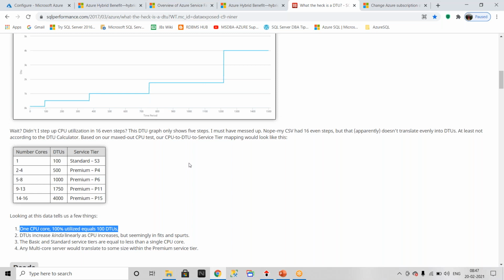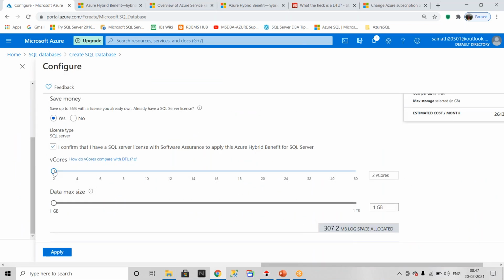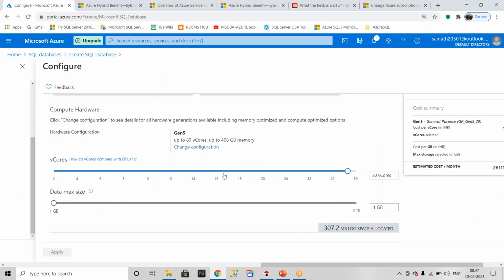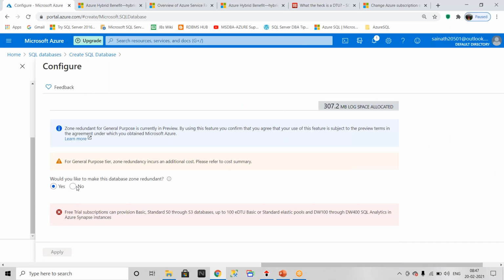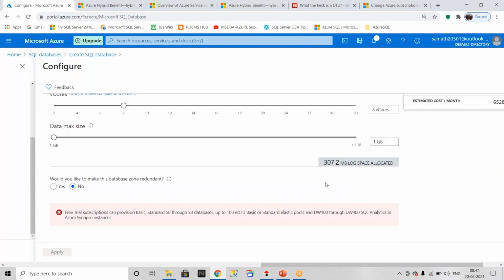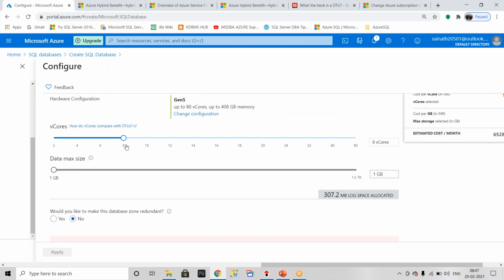Memory is based on the core. When you go to the provisioning, when you go for general purpose, let me choose 8 cores. I don't want read only. Let me choose 8 cores. So what is Microsoft offering here?